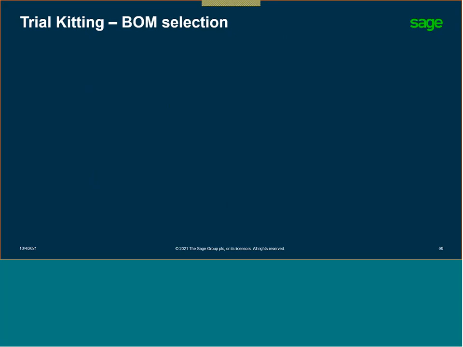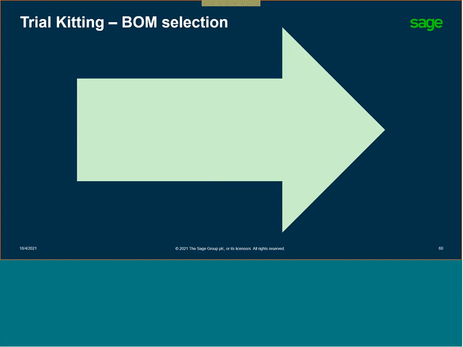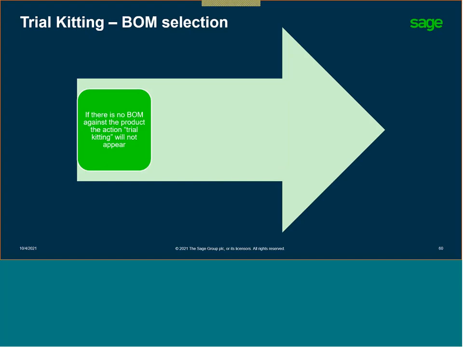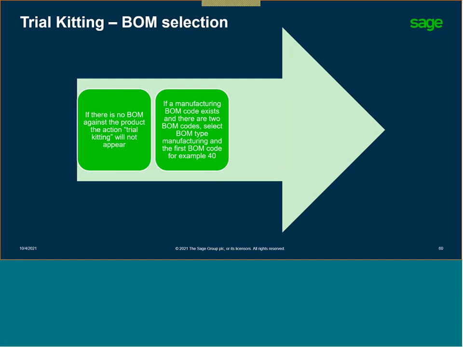The other thing just to be aware of is the way it selects its bill of materials when it's doing the trial kitting. There's 4 stages in this. The first stage is if there's no BOM set against the product, the action trial kitting will not appear. So if there is no BOM, you don't get the option, quite rightly. If there is a manufacturing BOM, it will take that as the next step. So it'll look to see if there's a manufacturing BOM and use that on the trial kitting. The only exception to that is if it finds 2 BOMs, 2 manufacturing BOMs for the same product, in which case it will just take the first one in the list.